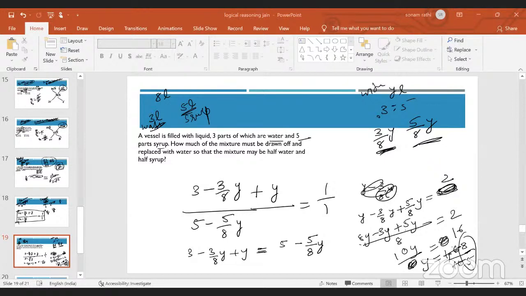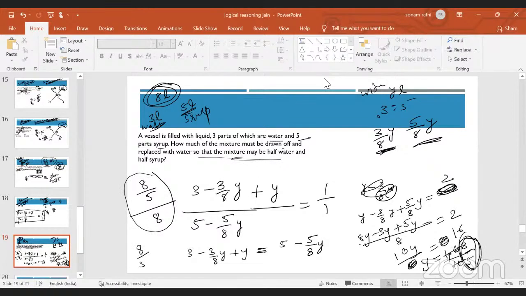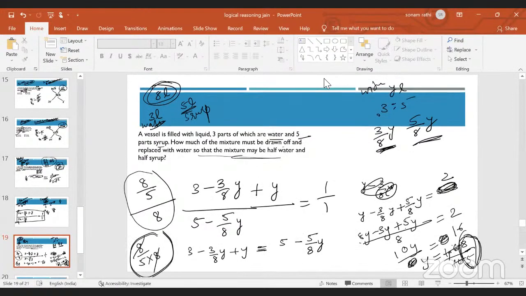So what part of the mixture? You need to find how much part of the total mixture. What is our total mixture? 8. And this is y, 8 by 5. So 8 by 5 upon 8, because they're asking you how much mixture must be drawn, what part. So 8 by 5 upon 8, 8 by 5 into 1 by 8, 8 cancel, answer is 1 by 5.